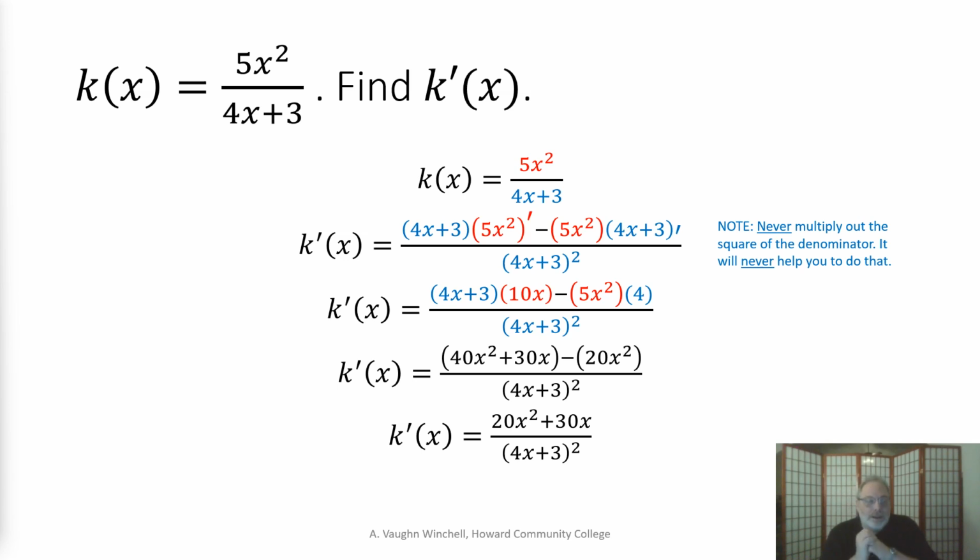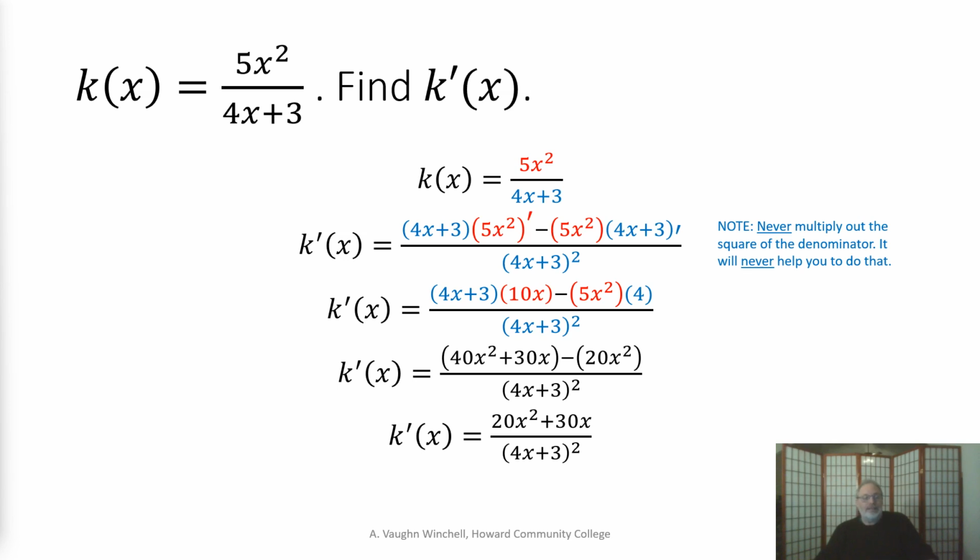Okay, so in the numerator, I have 4x plus 3 times 10x. So in the third line, that makes 40x squared plus 30x minus, then I have 5x squared times 4, that's 20x squared. The denominator I'm leaving is 4x plus 3, quantity squared. Tidy up the numerator a little more, combine the quadratic terms, the x squared terms. I have 20x squared plus 30x over 4x plus 3, quantity squared.